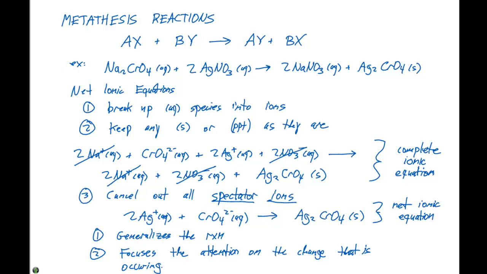The guidelines that we're going to use to write out these net ionic equations and figure out which solids will form are governed by these solubility rules. So make sure you familiarize yourself with table 4.1 and know how to use it to predict whether or not a particular solid will form or if the ions will remain in solution.